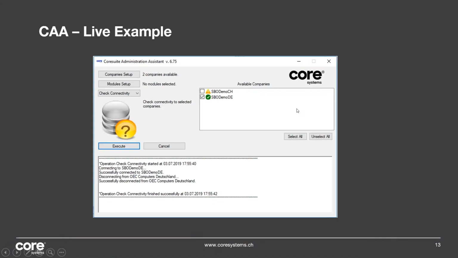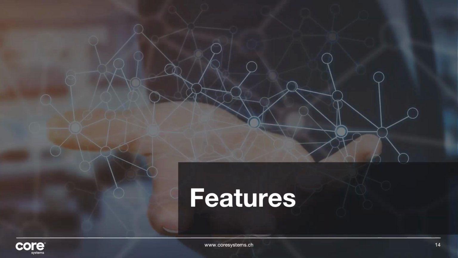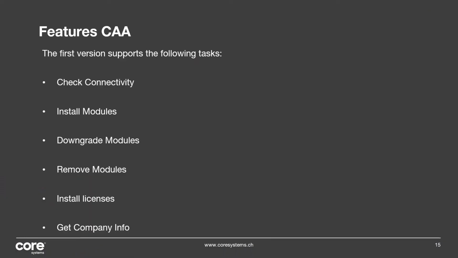So you have seen now in the demonstration or live example how the Coresuite Administration Assistant can be used. I quickly recap the features so that you get again what you have seen. So Simon first checked the connectivity of the two databases, and then he installed Coresuite Time and realized then that he would like to get a downgrade because there might have been an issue. So he downgraded the module. What he didn't show is to remove the modules, which works the same as the others, but might be not that often the case as the other functionalities.